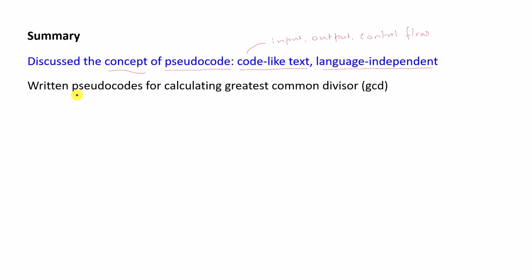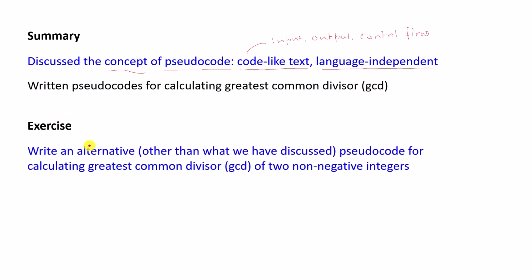We have now learned how to write pseudocode for calculating the greatest common divisor. This exercise is not to find the best way of calculating the greatest common divisor. This is only to give you an example of writing pseudocode.